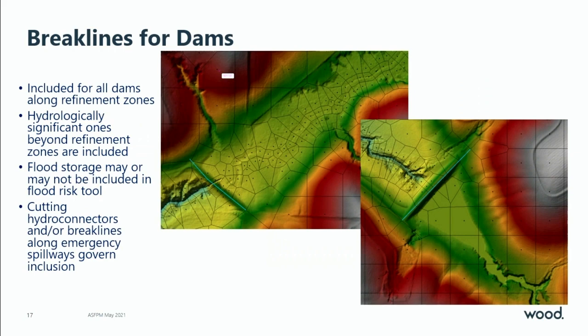It's important in the simulation of those data sets that the mesh cells get represented by a break line associated with the dam. Many times those break lines are extended to high ground and follow high ground such that it'll simulate the emergency spillways and the emergency overflows associated with those dams. Hydroconnectors are used as a method to cut through the embankments of the dam for those dams that you do not want to include associated with flood risk data calculations.